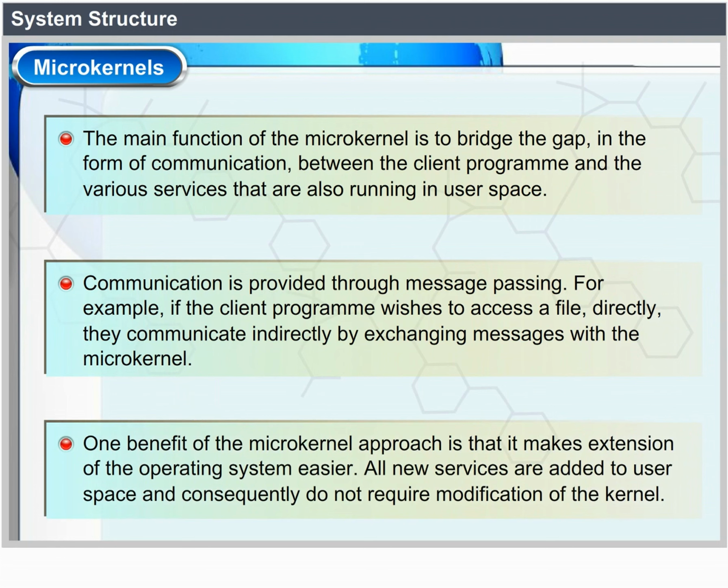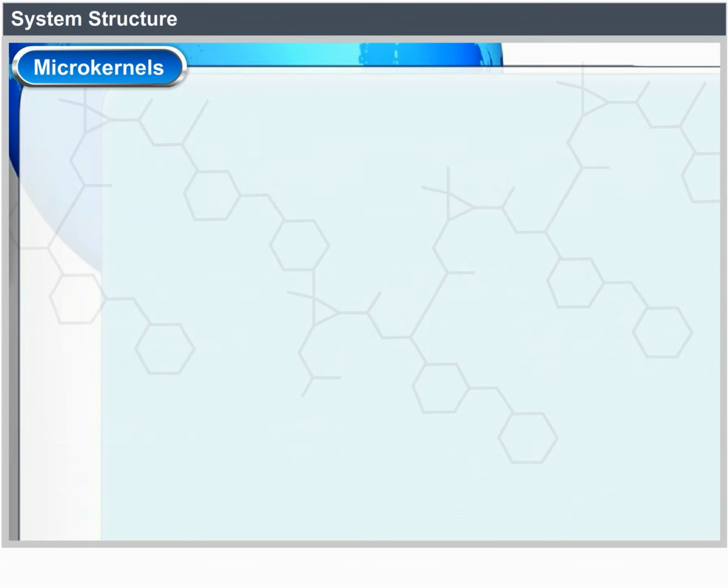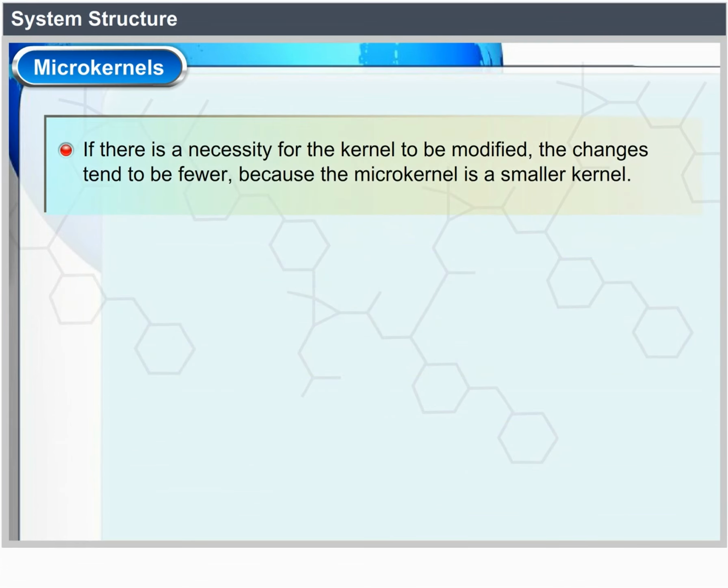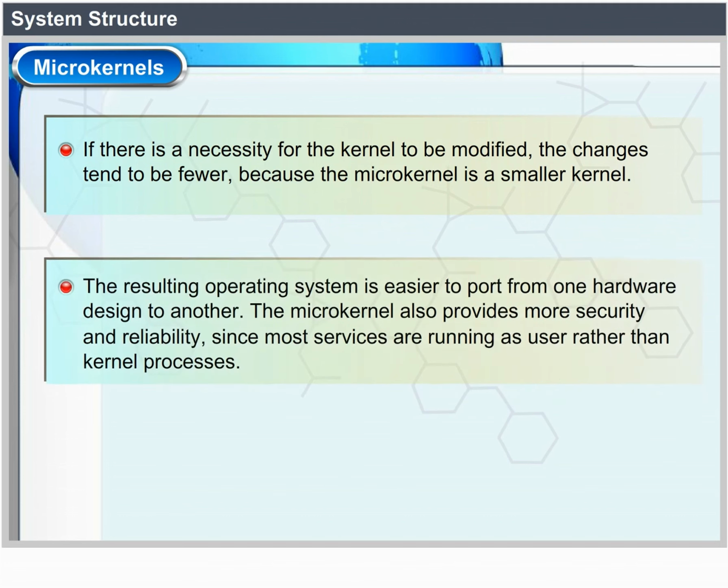When the kernel does not have to be modified, the changes tend to be fewer because the microkernel is a smaller kernel. The resulting operating system is easier to port from one hardware design to another. The microkernel also provides more security and reliability since most services are running as user rather than kernel processes. If a service fails, the rest of the operating system remains untouched.